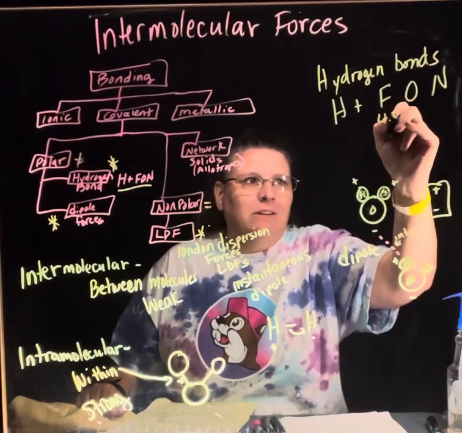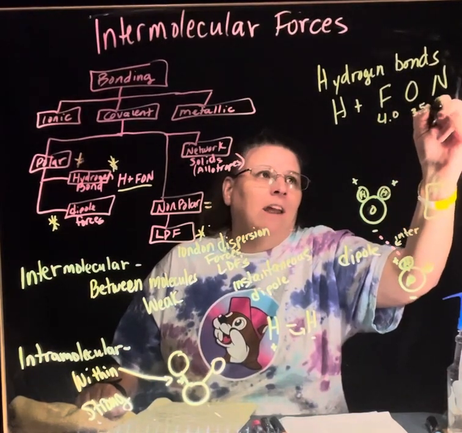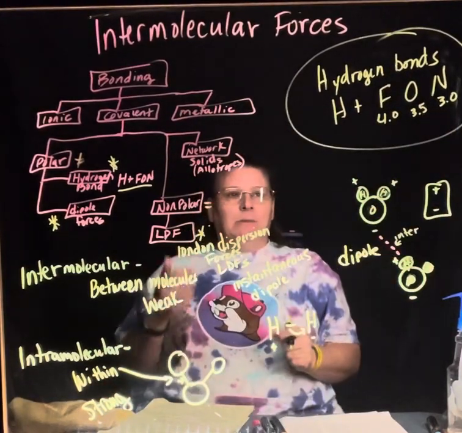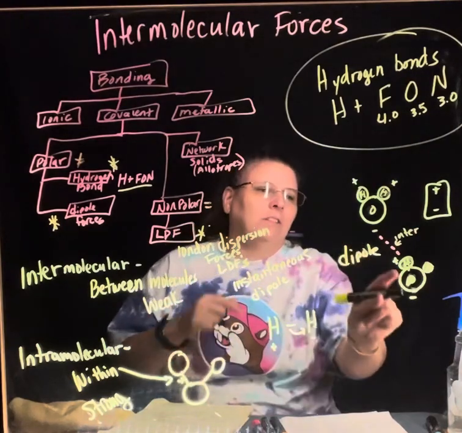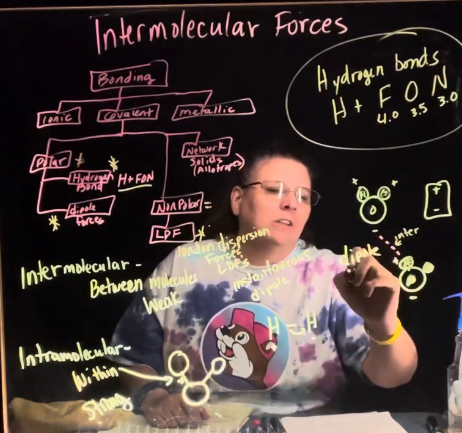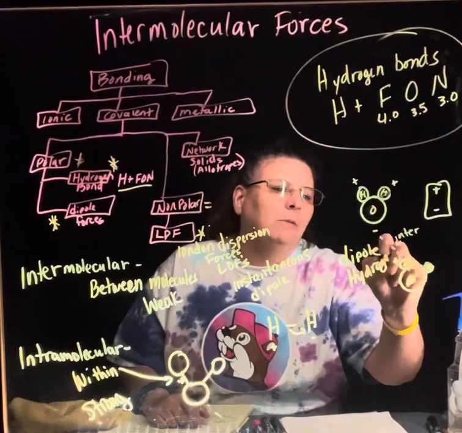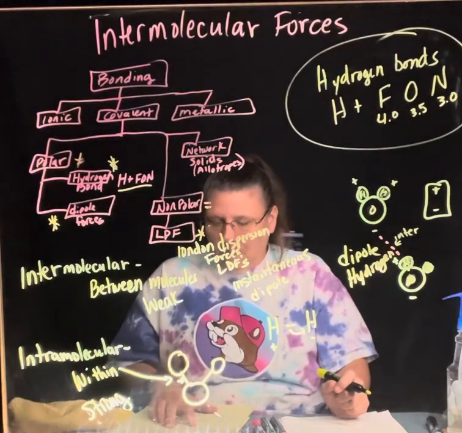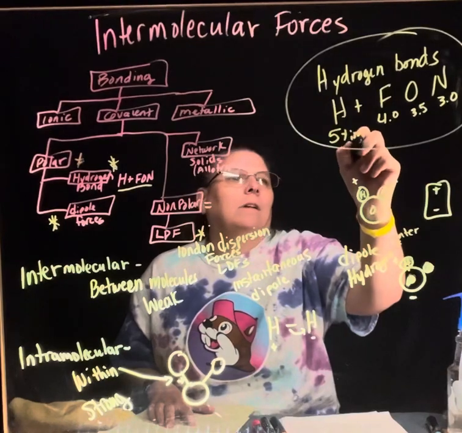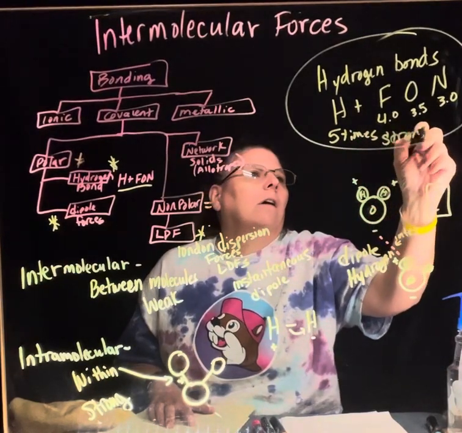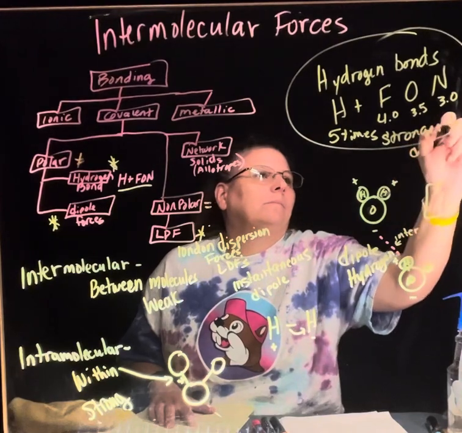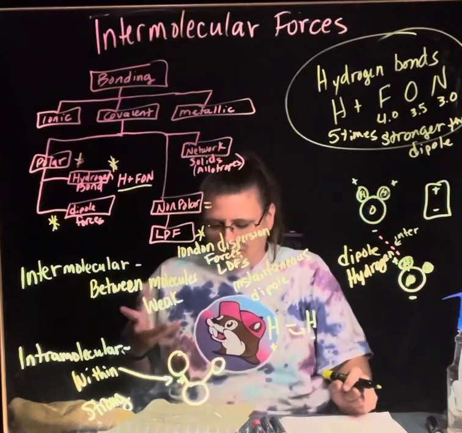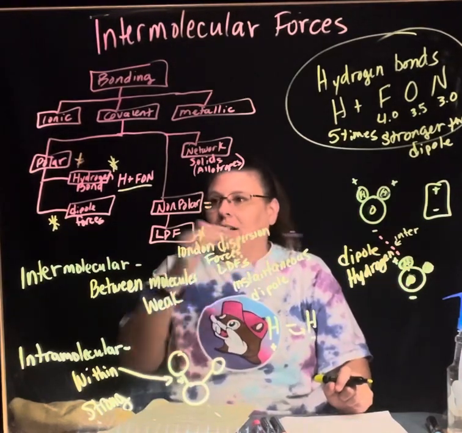And these have a 4.0 electronegativity, 3.5, and a 3.0. These are the only ones that make hydrogen bonds. And it has to be between a hydrogen of one molecule and an oxygen of another one. So these are dipoles, but this is also a hydrogen bond here, if you make this water. All right. The hydrogen bonds are 5 times stronger than a regular dipole. Okay, so that's kind of how you know the difference. These are a little bit stronger than a regular dipole.